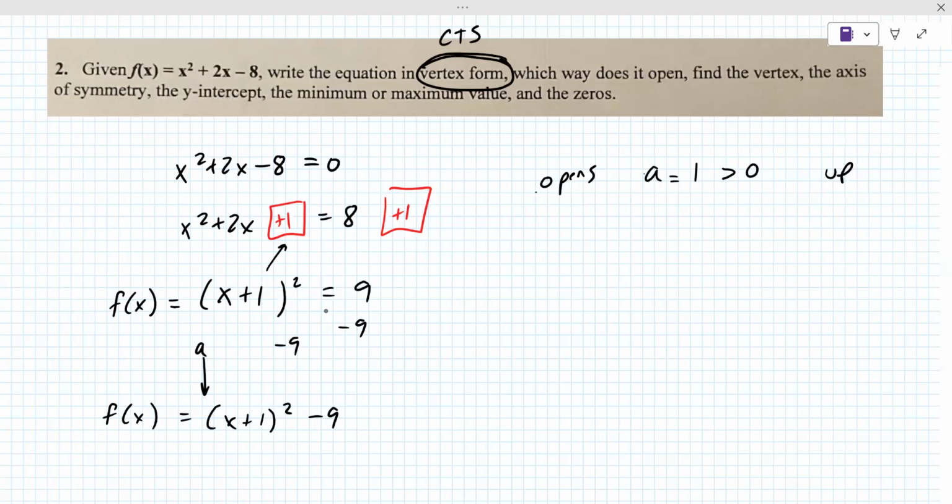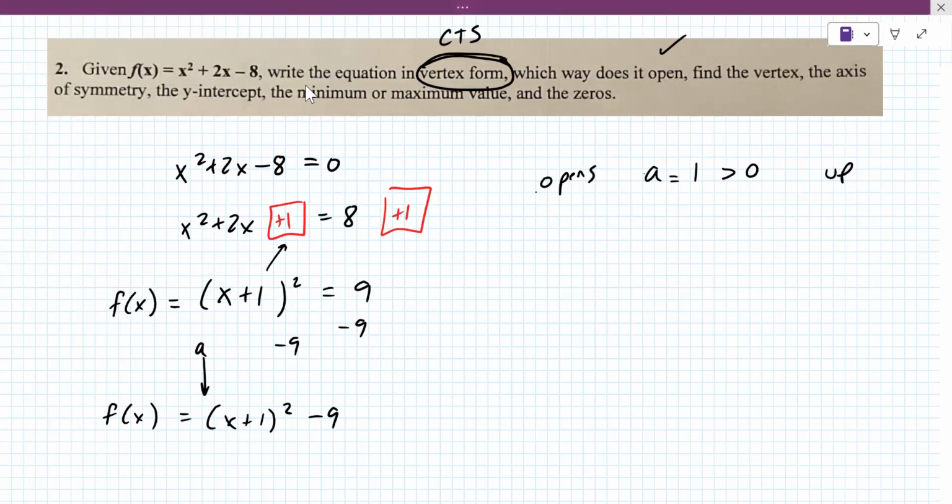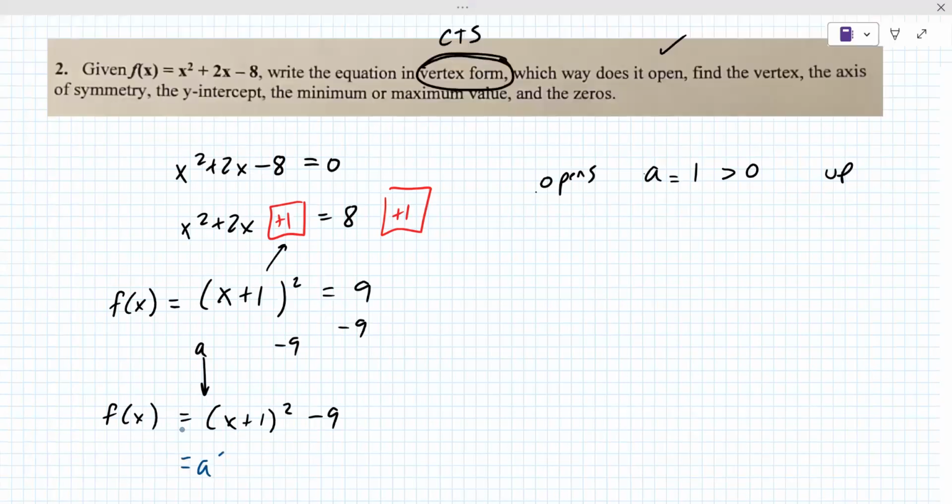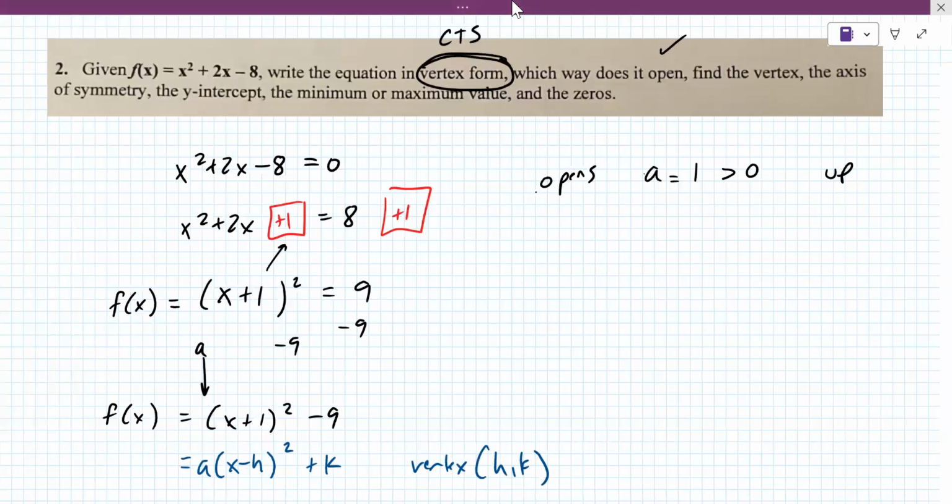Okay, so A is greater than 0, it opens up. That's the first thing. Check, we got that. Vertex. I'm going to write the general form of the vertex below here. The vertex is h comma k.